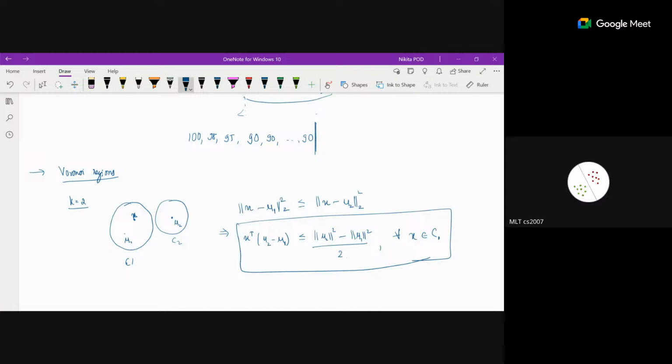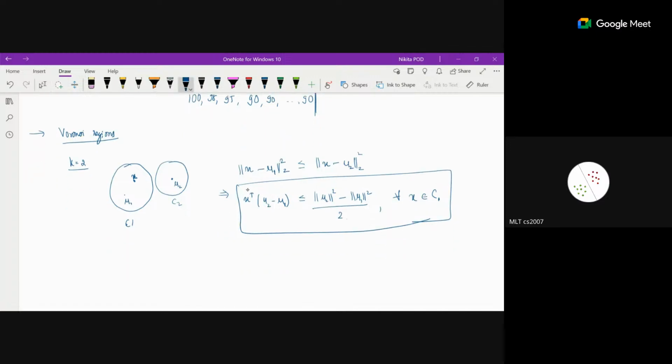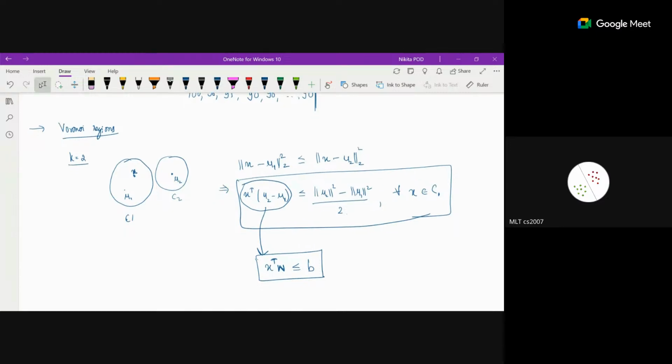If you look at this expression, x transpose (mu2 minus mu1), this is basically the equation of a hyperplane, right? So x transpose, you can think of it as some w, less than or equal to some p. So this is the hyperplane that we get by solving this equation. So how will this look like in this figure?